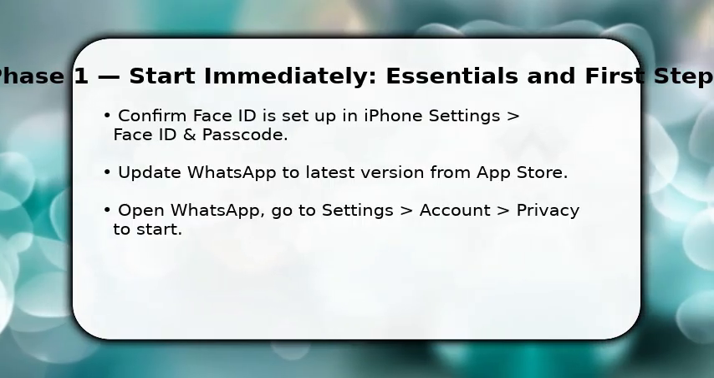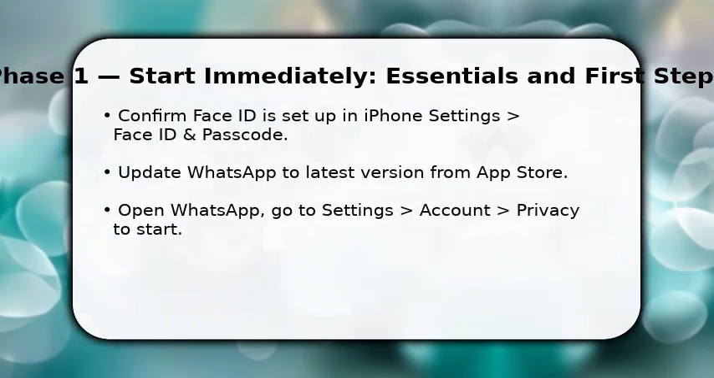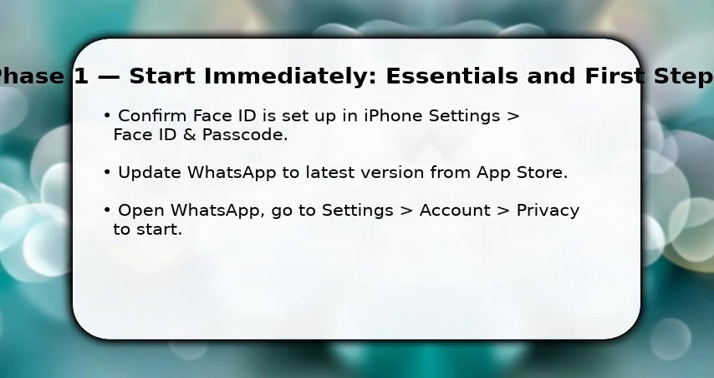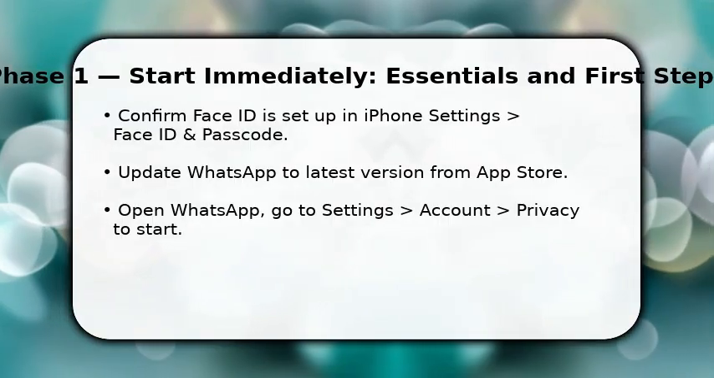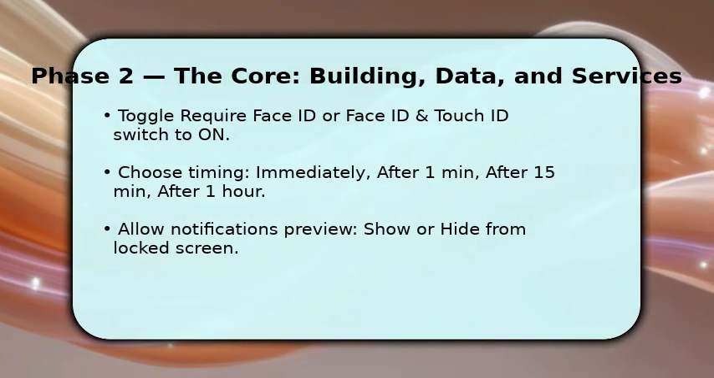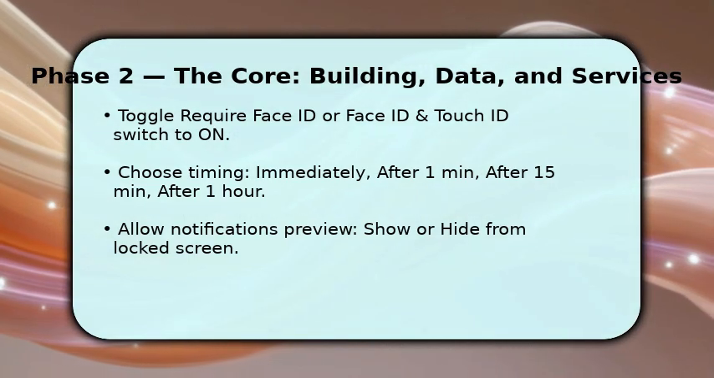Tap Screen Lock when you see it, because that enables biometric locking. This step links the app's privacy layer to the system Face ID, which keeps your chats private without extra passwords. Now you enable Face ID for WhatsApp. Flip the Require Face ID switch to On.